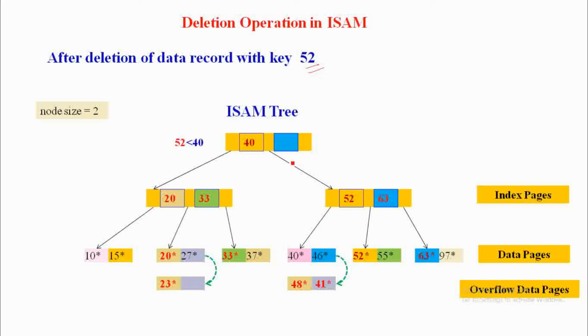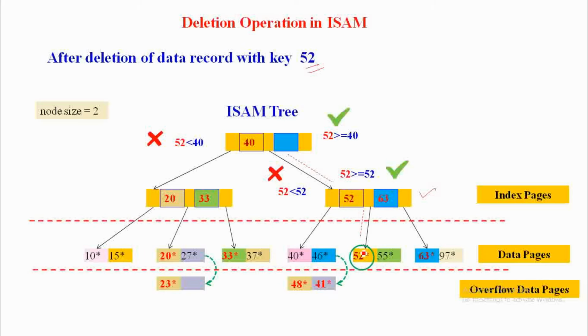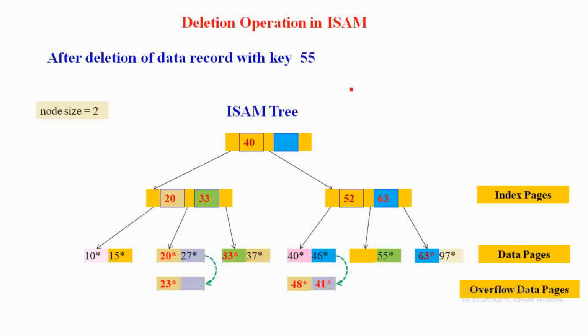Now let's try to delete a record with the search key value 52. When we try to identify the data page, the process follows the right node, and then coming to this index node, it follows the right node of the 52 search key. Now the record with the search key value 52 is identified. Here it is in the second node of its right child. Now this record can be removed.